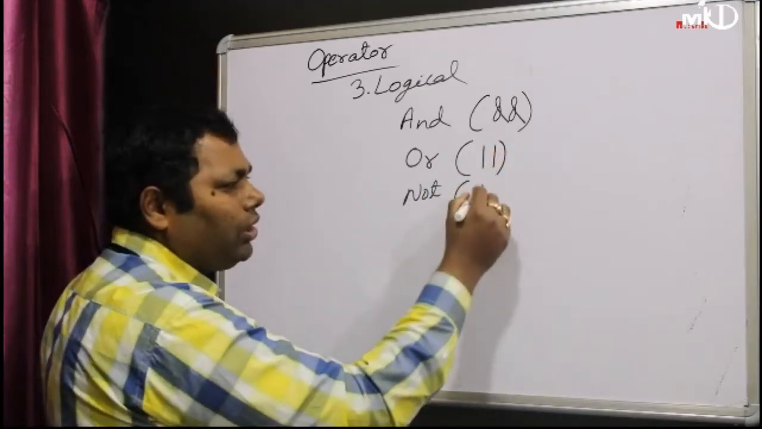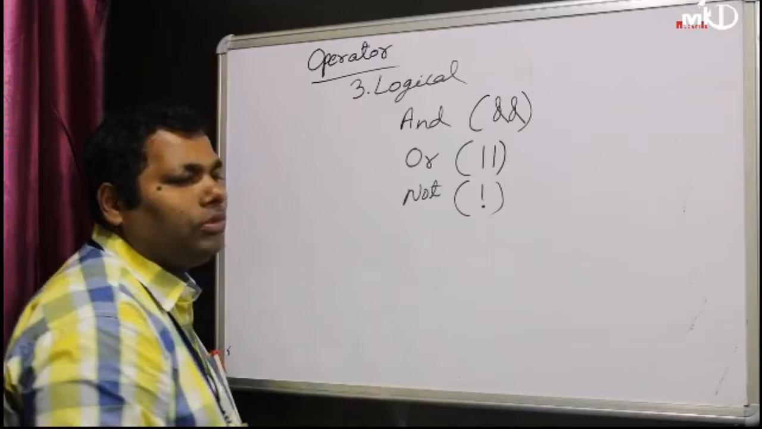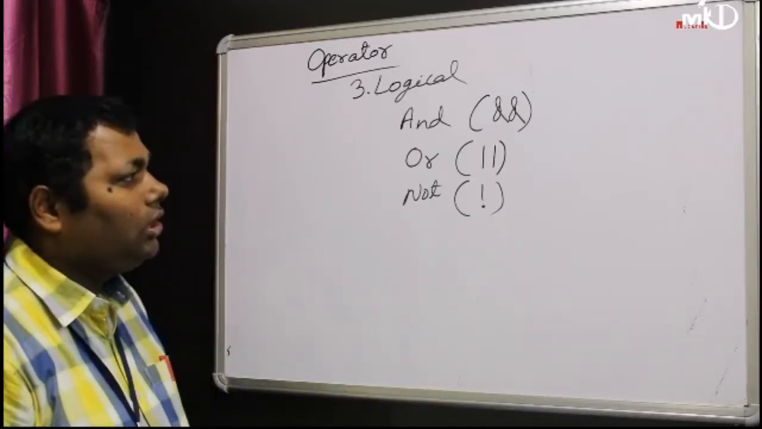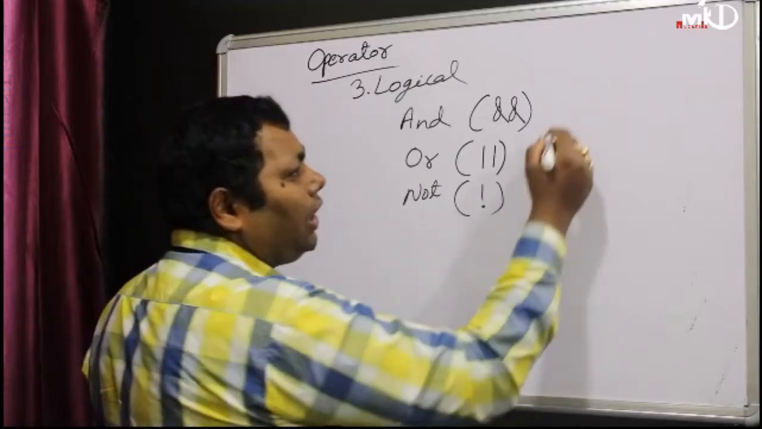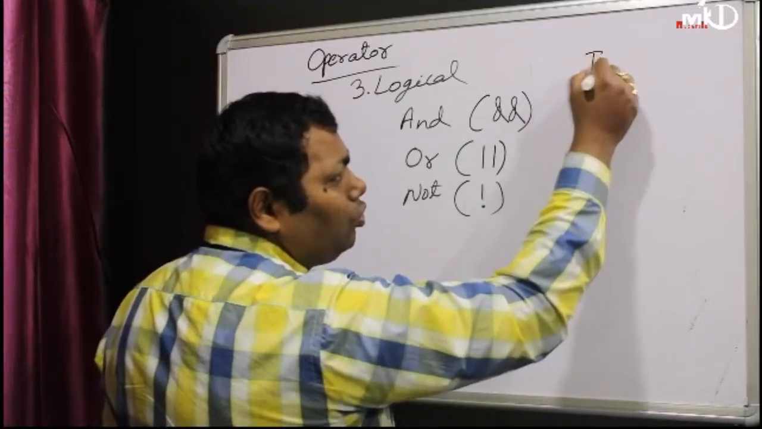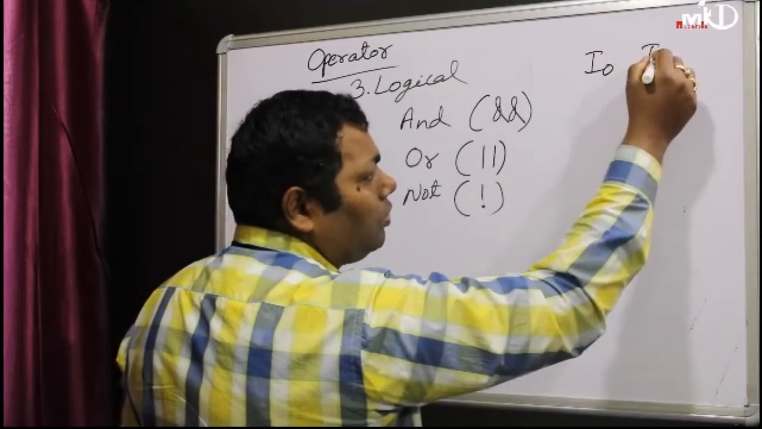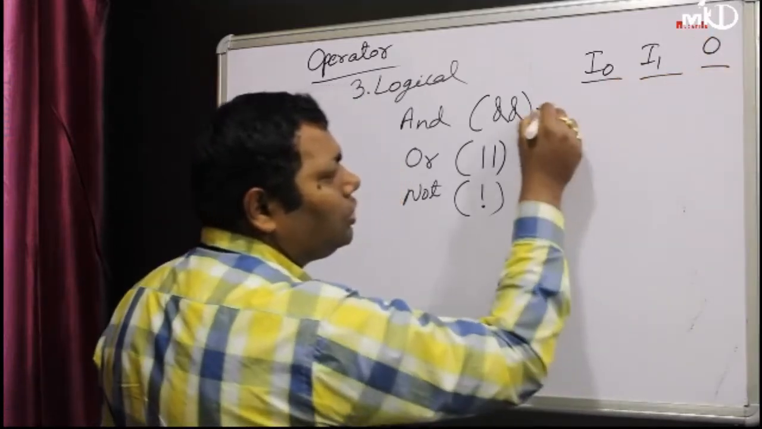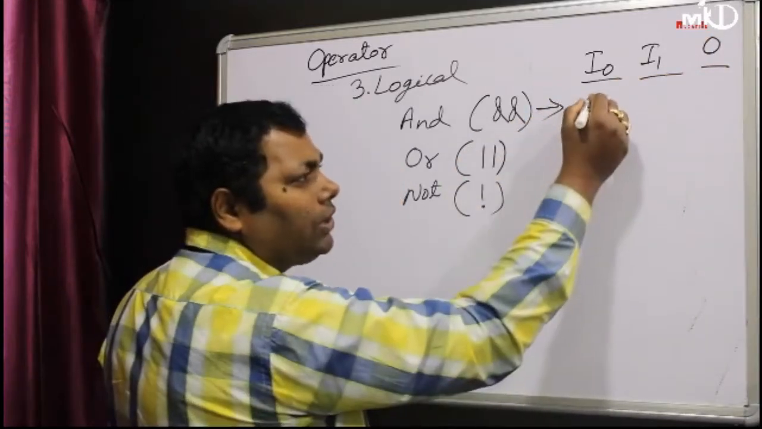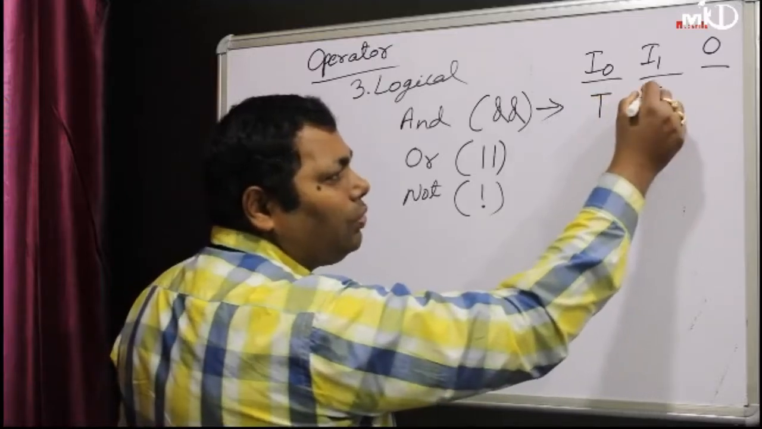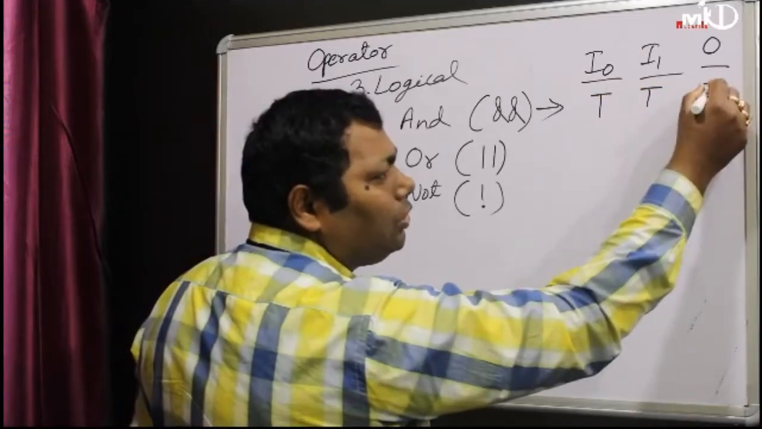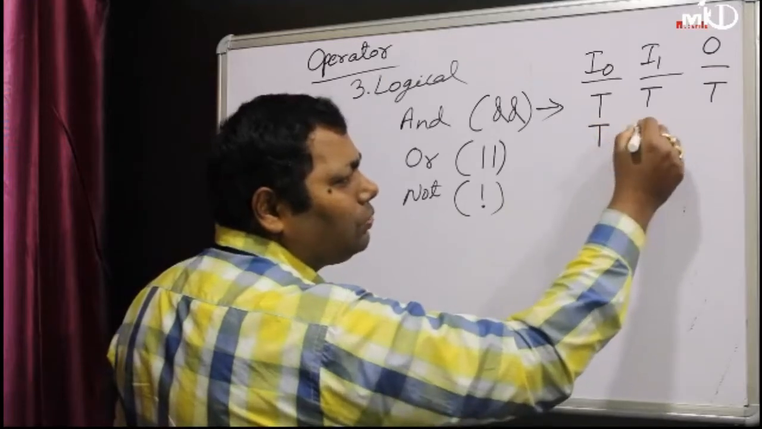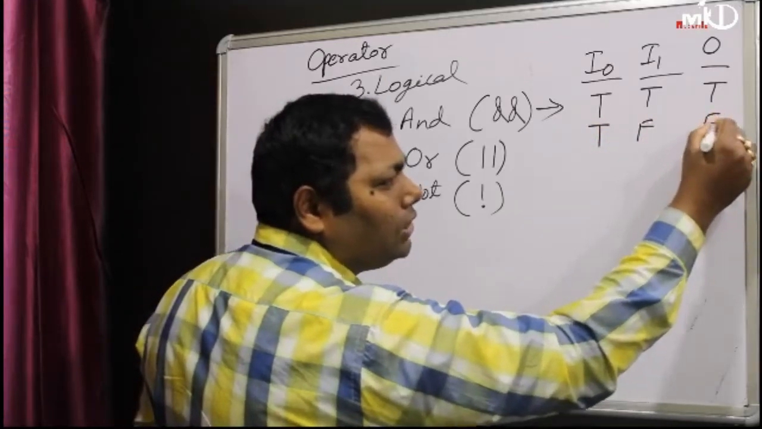And for the NOT, we are using the exclamation symbol for the NOT operator. Or if you know the AND logic gate, there are 2 inputs and 1 output. So in the AND logic gate, if the first input is true and the second input is true, the output is true. Clear? If the first input is true and the second input is false, the output is false.